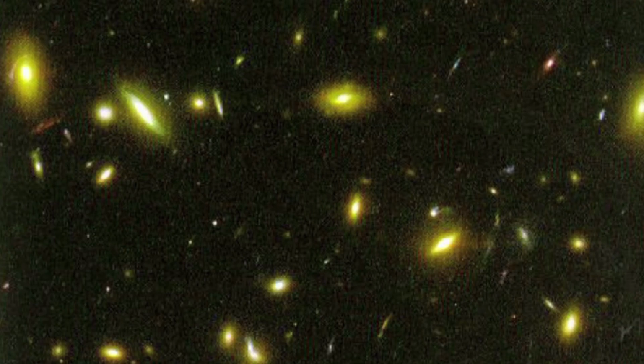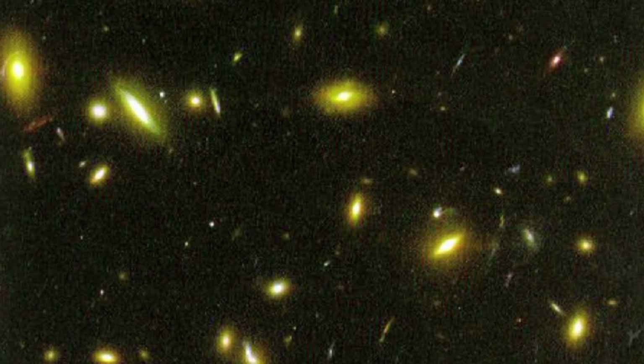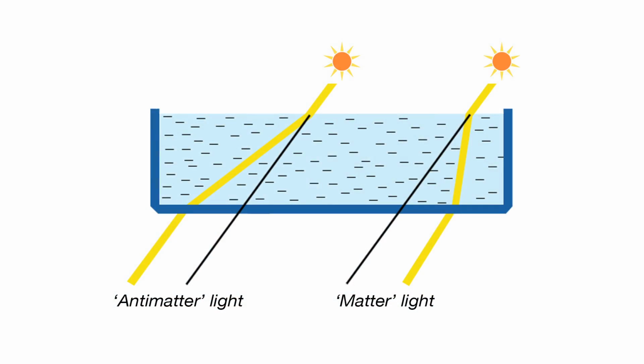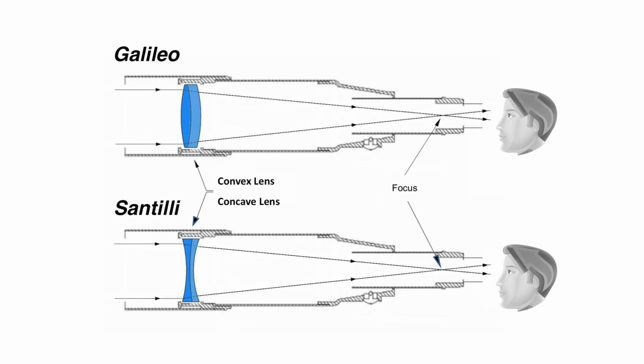The revolutionary Santilli telescope is designed to detect antimatter in deep space. By antimatter, we mean an entity with characteristics that are the exact opposite of ordinary matter, including the index of refraction of light, which is opposite. As you can see in the diagram, we have two telescopes, the Santilli and the Galileo. Now, if you look closely, you'll see that the only real difference between the two is the lens. Notice that the Galileo uses a convex lens, whereas the Santilli telescope uses a concave lens.